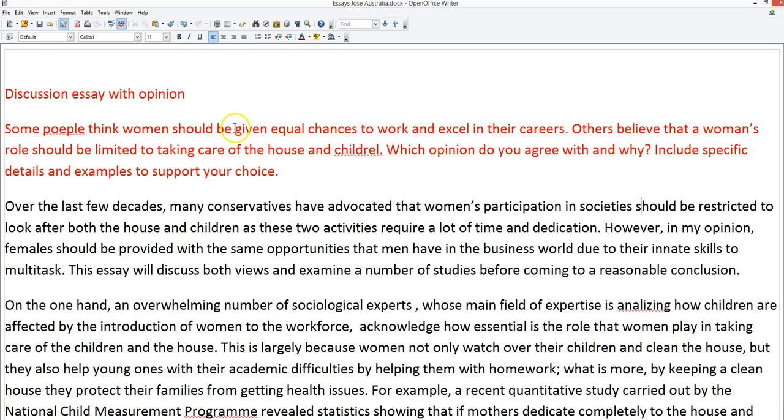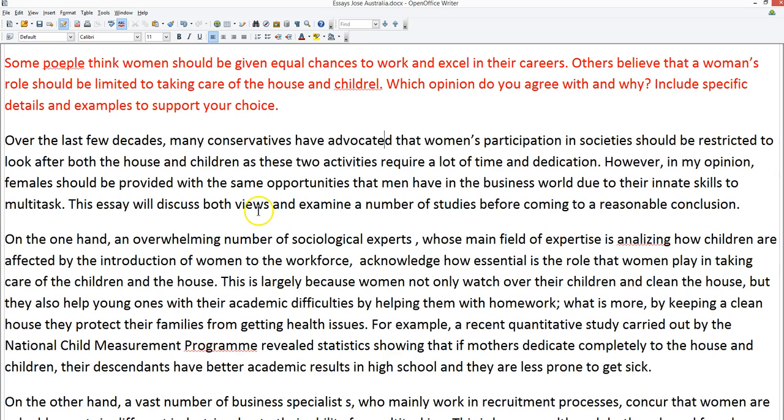Do you think that women should be given equal chances? I agree with that opinion, and here's 2 reasons why. No, I believe that women should be looking after the house and kids. A bit old-fashioned, maybe, but still, for the purpose of the IELTS, it doesn't matter. So I agree with this one, and this is why. So that's the first thing. It's not a discussion essay.